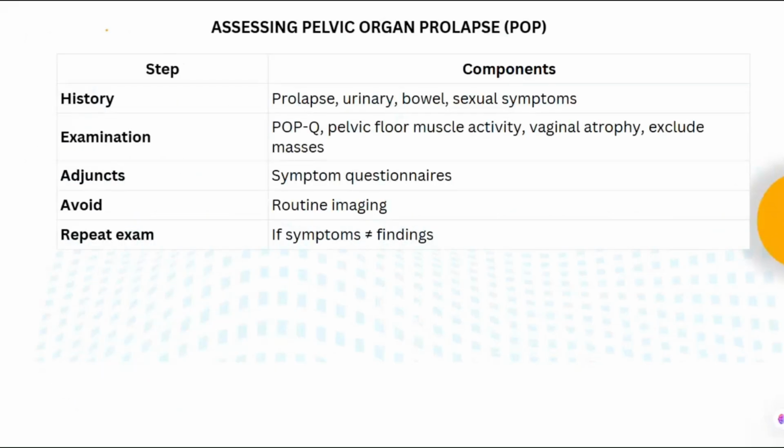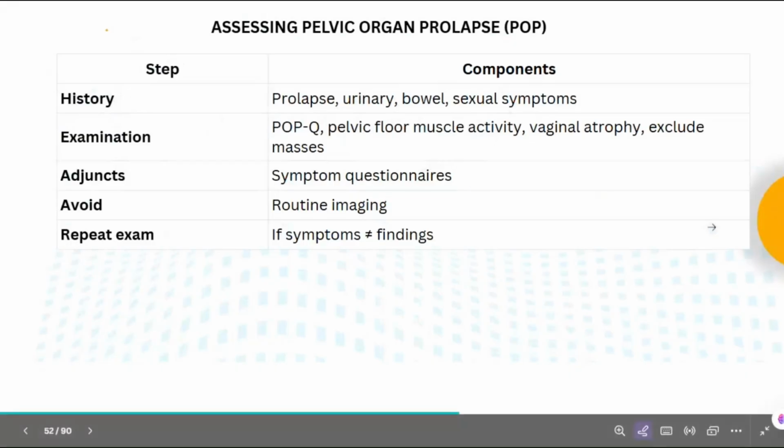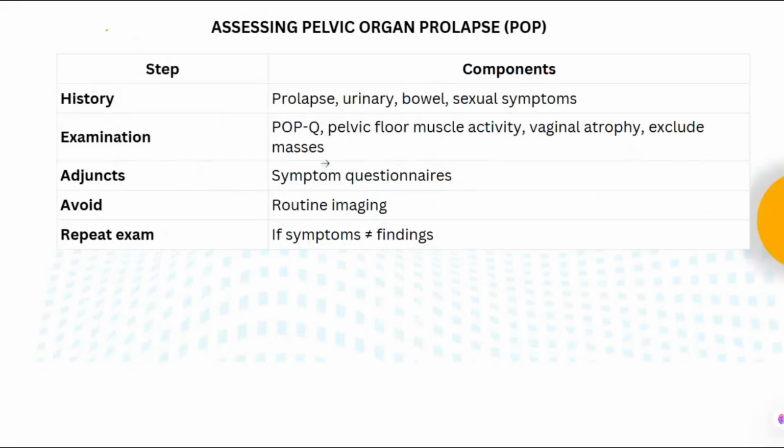Assessing pelvic organ prolapse, this is the summary of what we have discussed. 4 kinds of history related to prolapse, urinary, bowel, and sexual symptoms we are going to take. Examination will be POPQ, pelvic floor muscle activity, vaginal atrophy, we will look into it, and we will exclude the masses. Adjuncts will be the symptom questionnaire, and always avoid any imaging in a clear-cut case of prolapse, as it does not require imaging. Okay. Repeat examination if the findings are not matching with the symptoms.